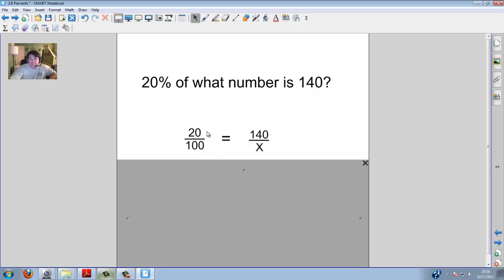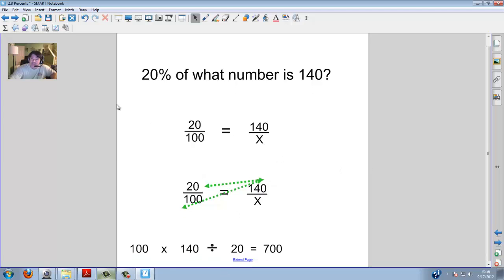I'm going to estimate it as 700. Sweet. I was right. How did I know? I'll tell you. 2 goes into 14 7 times. So 20 goes into 140 7 times. Take 100 times 7, 700.